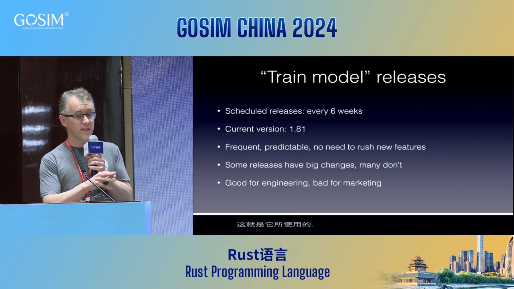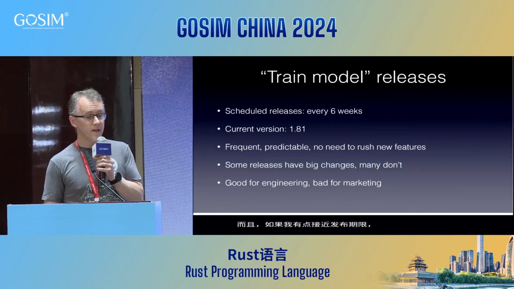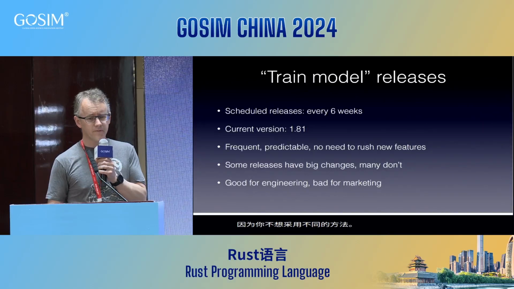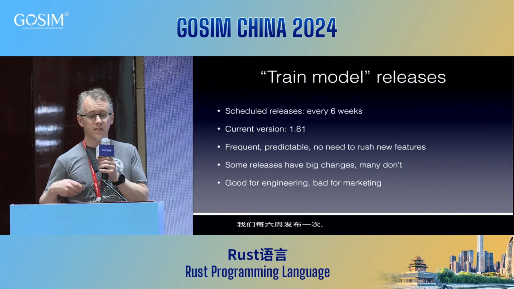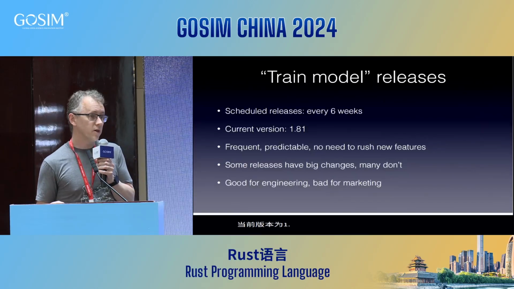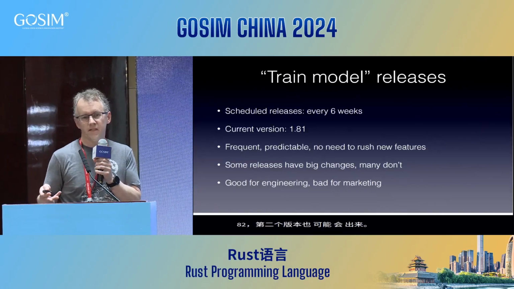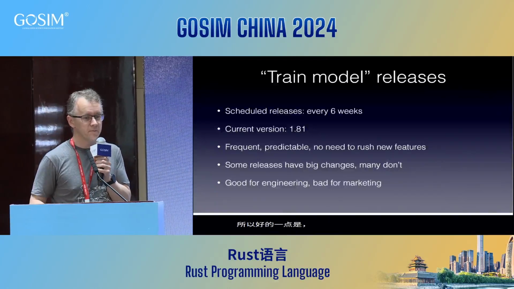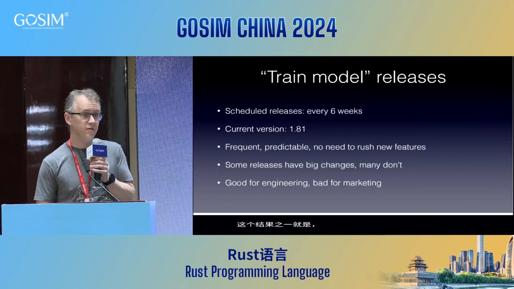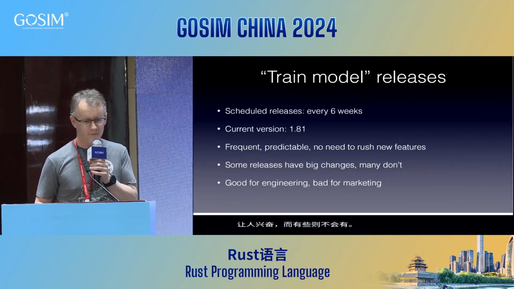We have one release every 6 weeks, so you get 8 or 9 per year. The current version is 1.81, although I think today 1.82 might be coming out. The good thing about this is that releases are frequent, they're predictable, and there's no need to rush new features. One consequence is that some releases have big changes that are exciting, but some don't. Some of the releases just have small incremental improvements. So overall, this is good from an engineering point of view, but maybe not so good from a marketing point of view, but that's okay.